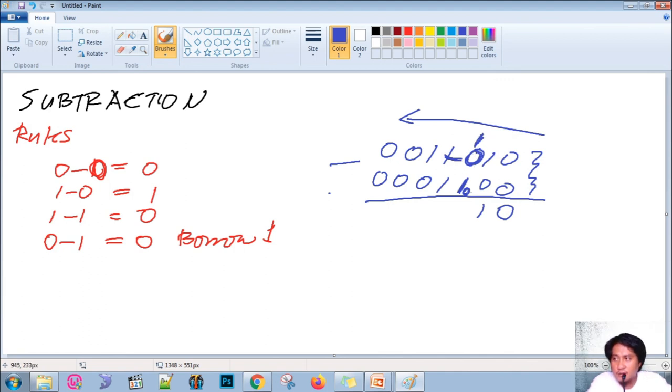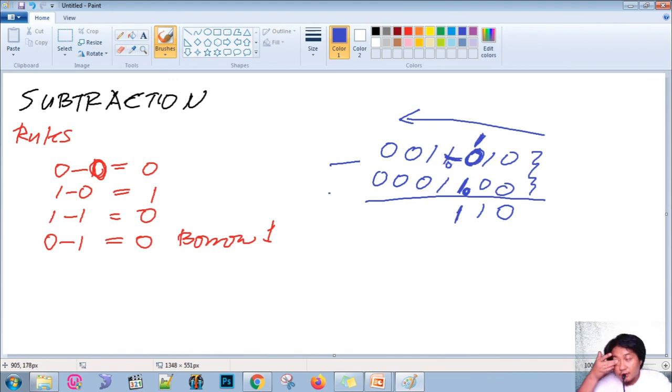1. And then 1 minus 0 is equal to 1. So again, 0 minus 1 is equal to 0, but you have to borrow 1. So this becomes 0, and we have another 1 here. So 1 minus 0 is equal to 1.